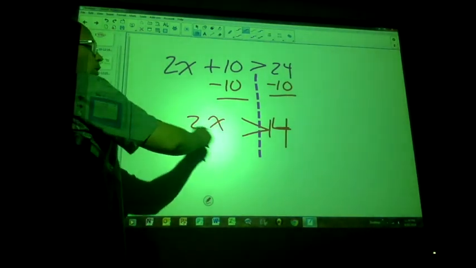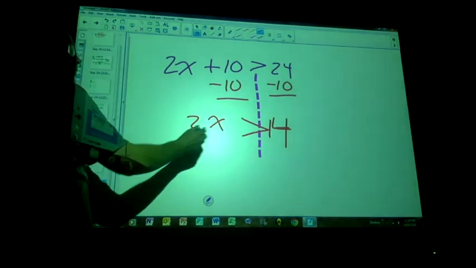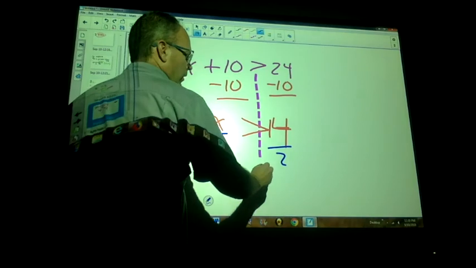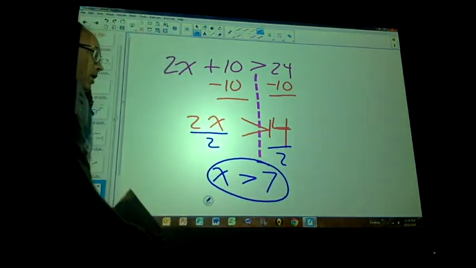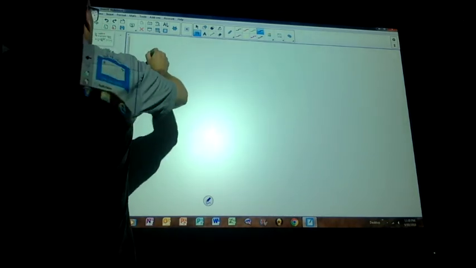So how are 2 and x being held together right here? Multiplication. So I'm going to divide both sides by 2. So x has to be greater than 7 for this math problem to work. Okay. All right. Now we're going to be graphing some inequalities. So we have problem 1.